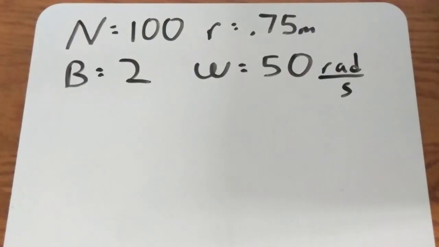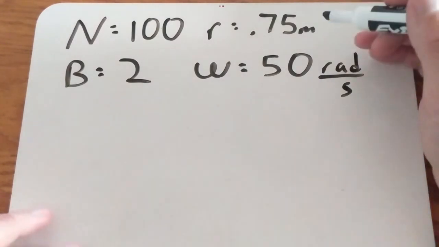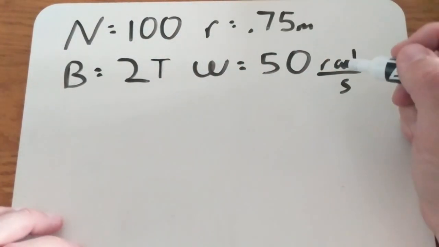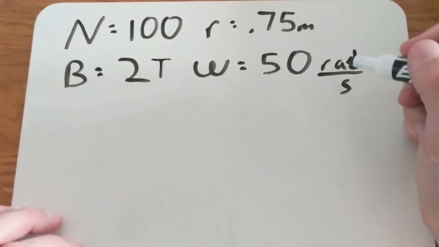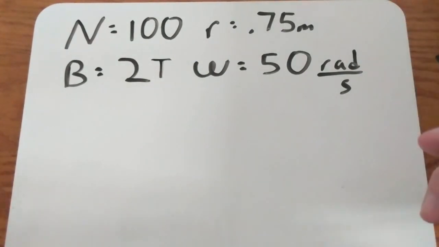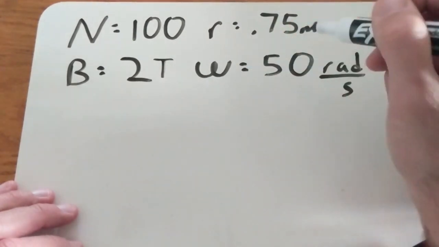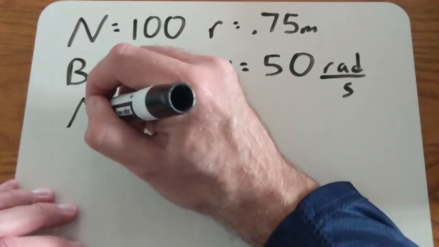In this fairly easy problem, they give us everything we need for our equation. They tell us that it's 100 coils, it's a circular coil with a radius of 0.75 meters. It has a magnetic field of 2 Teslas, and it's spinning at a speed of 50 radians per second. So while we do EMF equals NBA, the one thing we do not have here is A. Well, we can solve that pretty easy.